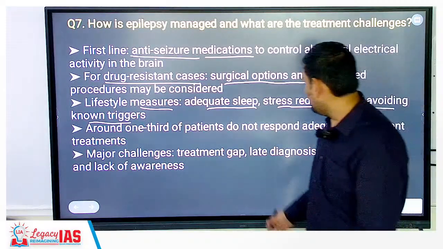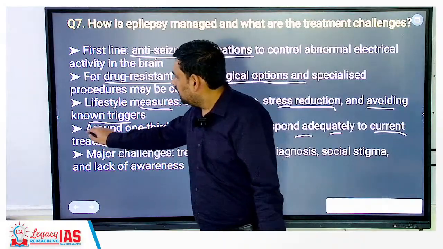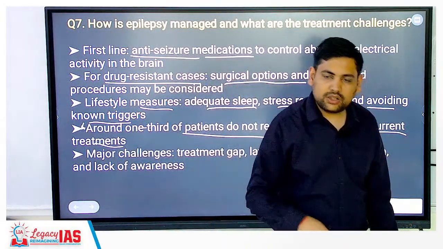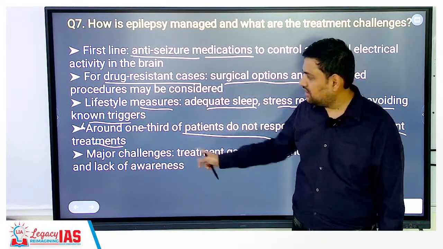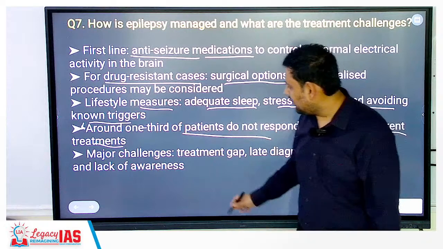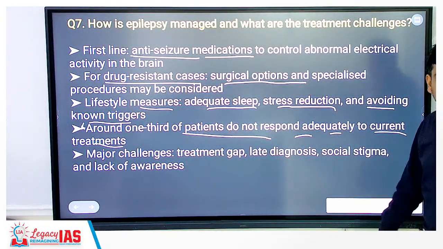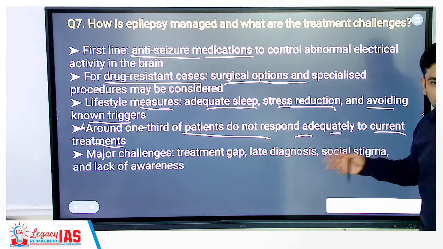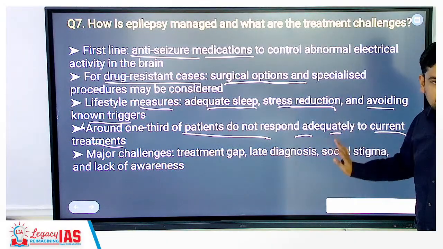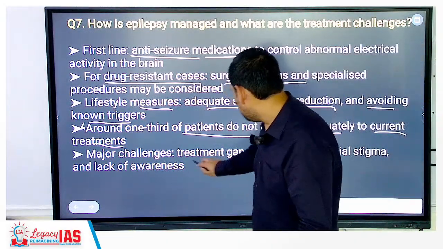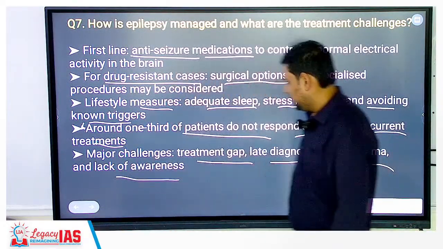Then around 1/3 of the patients do not respond adequately to current treatments. Now see, 1/3 are not responding to either medications or surgery, nothing they are responding to. That also tells you that this is a major challenge that we need to tackle, because 1.2 crore people are affected and of them 1/3, that means more than 30 lakh people have no treatment available. Then major challenges: treatment gap, late diagnosis, social stigma and lack of awareness.